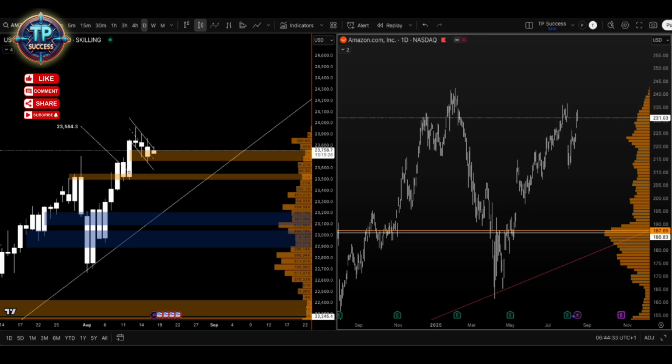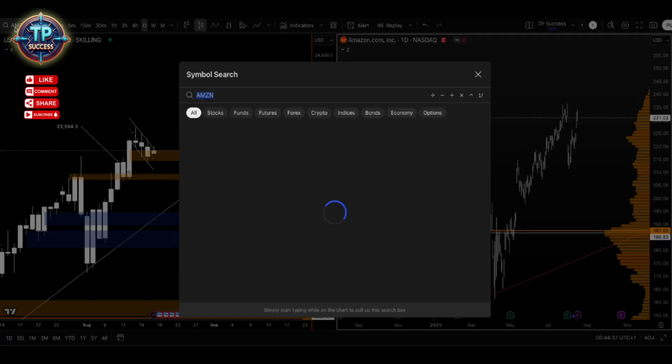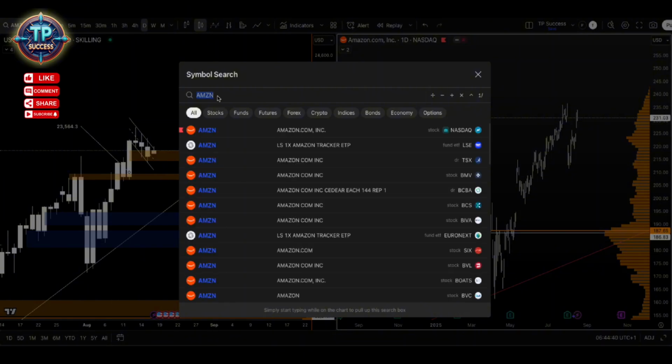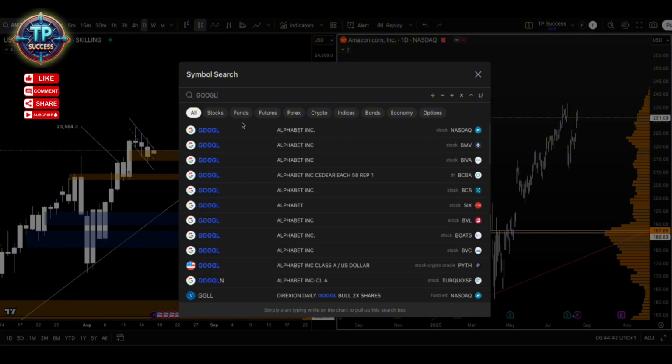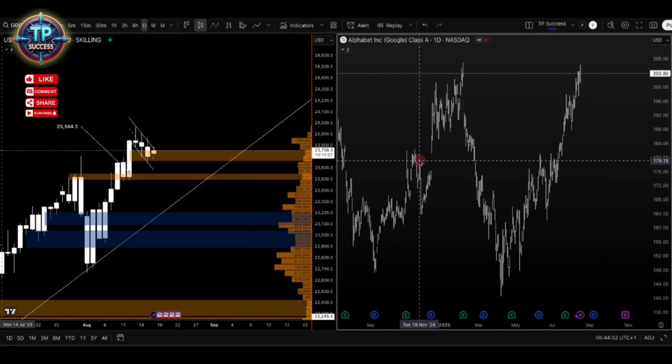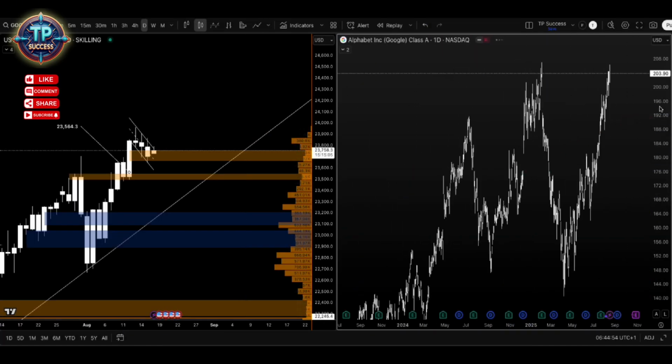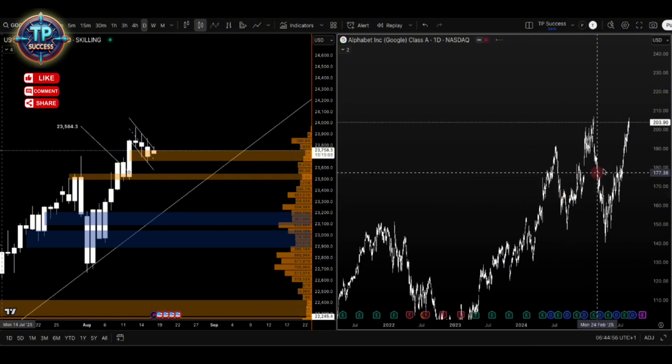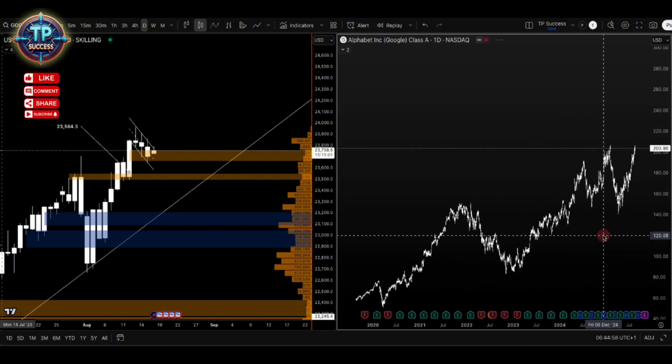Okay, so now we're going to go into Alphabet, and I'm just going to grab Google. Google L. Yep, we're just going to go with the NASDAQ one. Yes, the A-class one. That's the one I wanted. Okay, so same thing.